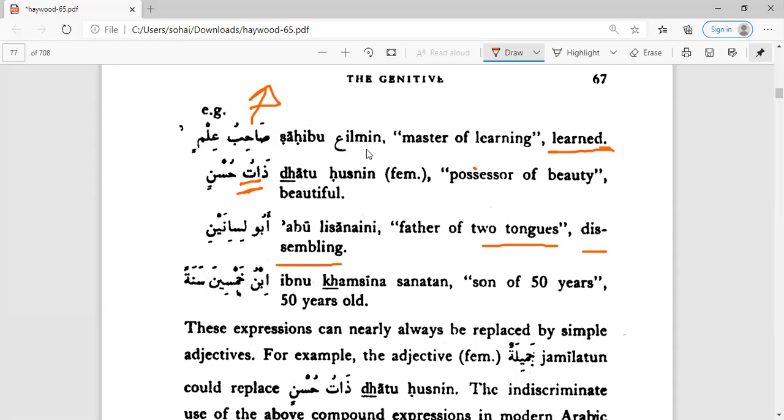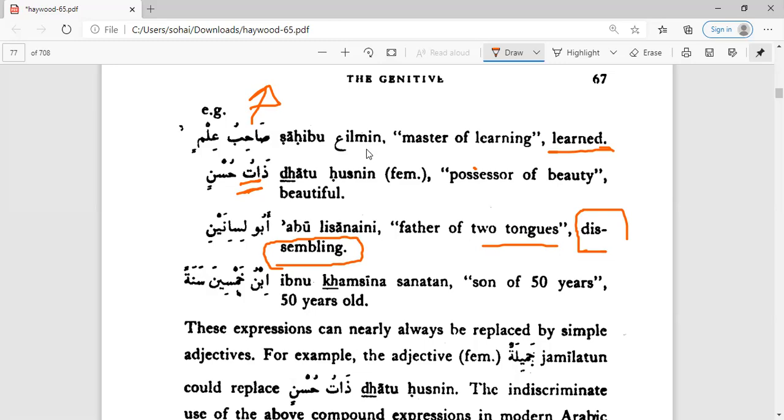Okay, so it means like the father of two tongues, which sort of means that he's concealing something, or he's been two-faced. Yeah, somebody who's not keeping his words. Yes, so he's not straightforward. He's Abu Lisanaini, master or father of two tongues, which means it's an expression.